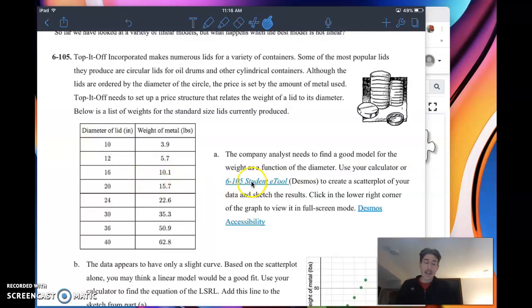All right, and we're not going to use our calculator to do this. We're going to rely on Desmos, that e-tool, because one of the most important things is, if I didn't know any better, I would just assume this model is linear. So one of the things that we want to check is whether we are in fact dealing with a linear model.